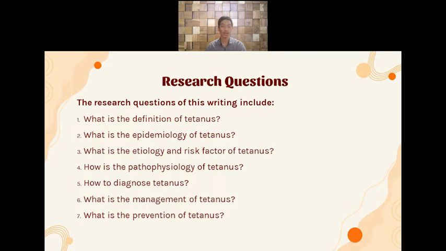Research question. The research questions of this writing include: what is the definition of tetanus? What is the epidemiology of tetanus? What is the etiology and risk factor of tetanus? How is the pathophysiology of tetanus? How to diagnose tetanus? What is the management of tetanus? And what is the prevention of tetanus?